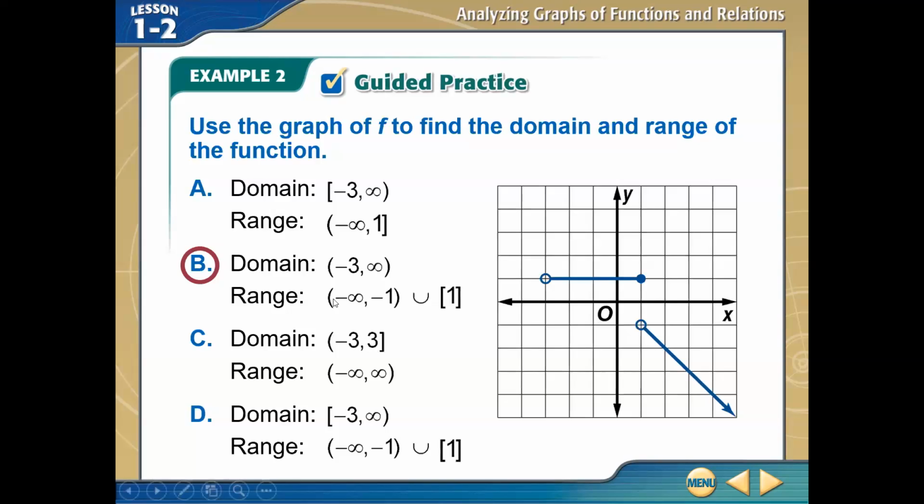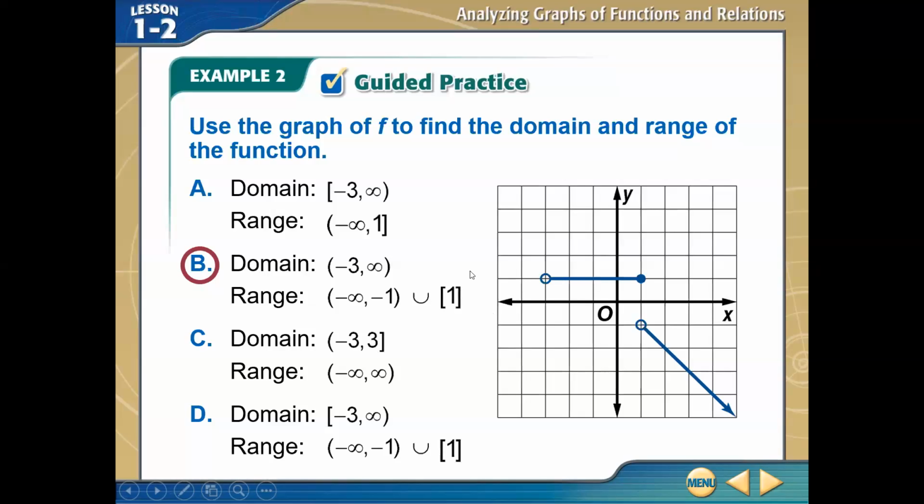because we have the open boundary at negative 3 for the domain that corresponds to this circle. And then the positive infinity just means that we extend farther and farther to the right because domain is our x values. And then if we're looking at our range, this negative infinity to negative 1 open here is talking about this portion of the graph. Okay, working from negative infinity going down all the way up to the negative 1. And then the bracket portion of 1 is talking about this.